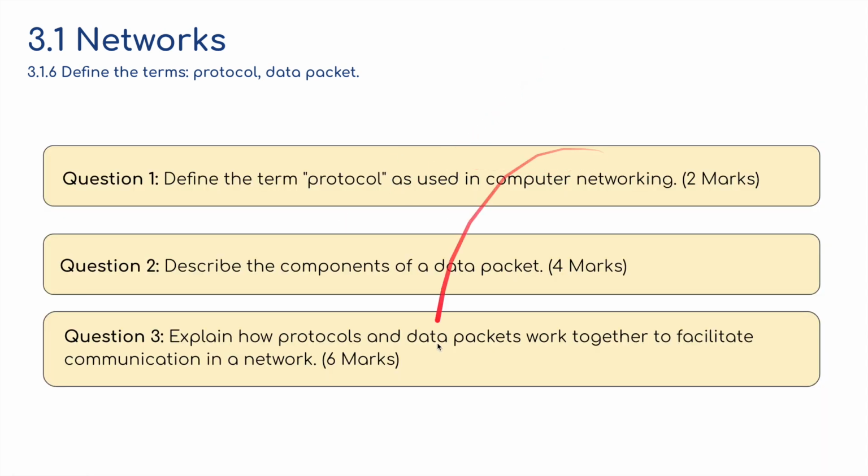Again, as always, a set of questions. We've got question 1, define the term protocol as used in computer networking, 2 marks. 2, a little bit more detail please, describe the components of a data packet, 4 marks. And question 3, explain how protocols and data packets work together to facilitate communication in a network, 6 marks. Okay, if you don't want to see the answers, pause the video, but I'm going to move on.